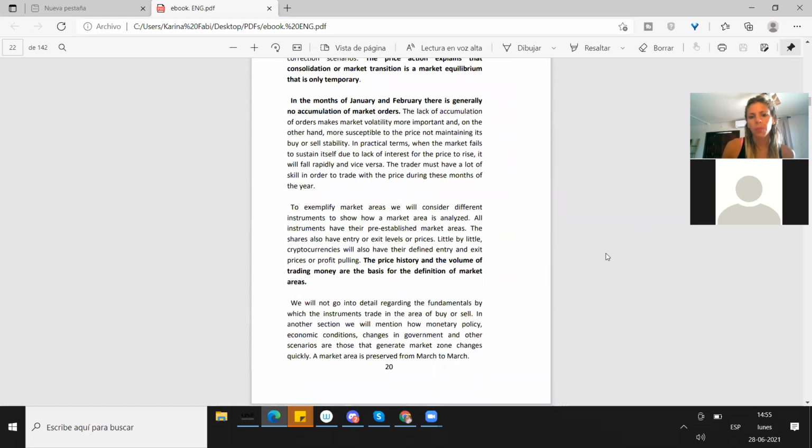Okay, so at this point we all know what market situation we are in terms of market area. The next point is to identify market ranges, market intervals, when the market opens for buyers, and when the market opens for sellers.